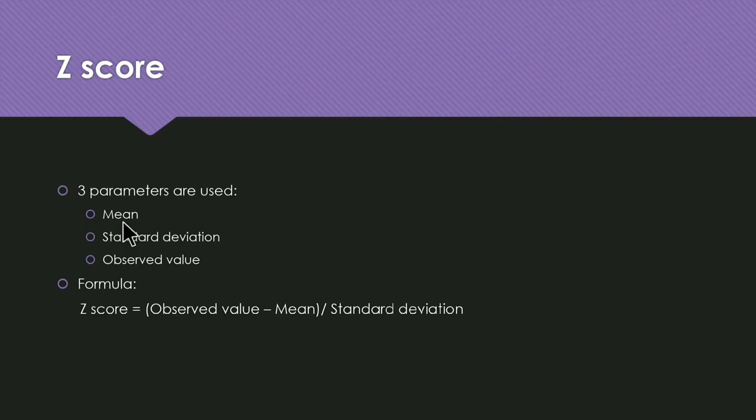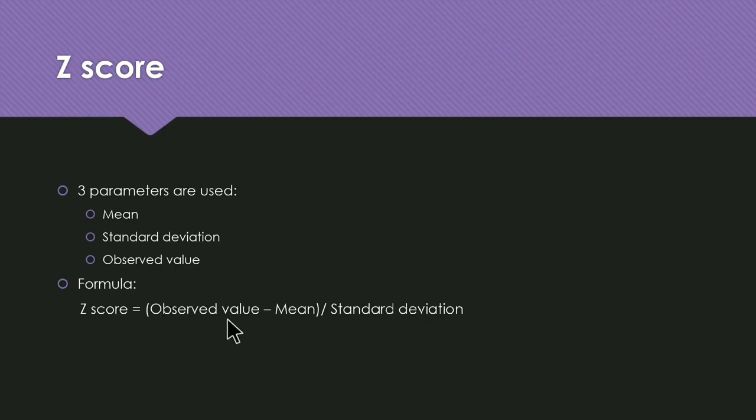What is mean? Mean is the average value of the data of the children that has been collected. The standard deviation is the deviation, the biological variation, which may be because of the culture, which may be because of the region in which the children have been brought up. And the observed value is the value of the child that has been observed. So these three parameters are taken into the formula of the Z-score. Now the Z-score formula is observed value minus mean, divided by standard deviation.